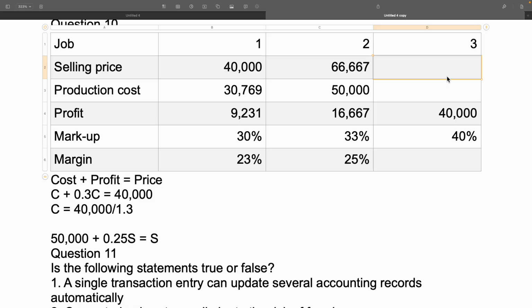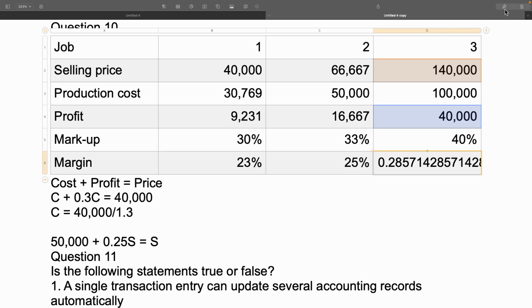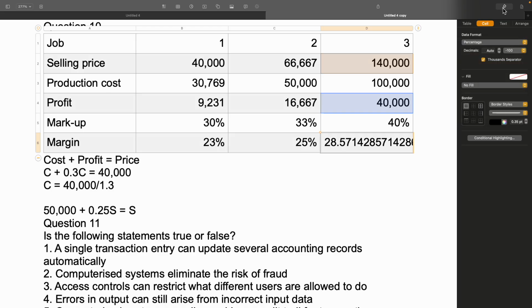Okay. Last one, you're given the markup and then you're given a profit. Well, you're given the profit already. So if the profit is based on cost, this one should be 100,000. Automatically, the profit is going to be 100,000. Therefore, the selling price should be 140,000. And then once you have that, you should be able to calculate that. That should be the answer there, guys.